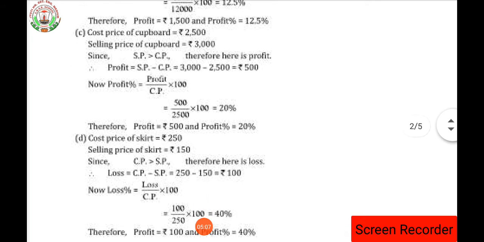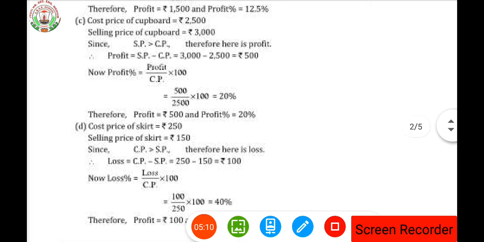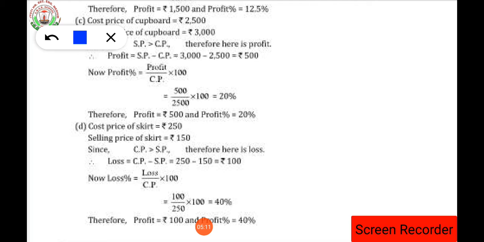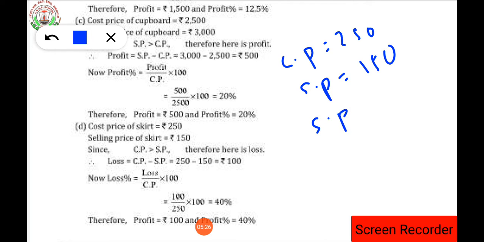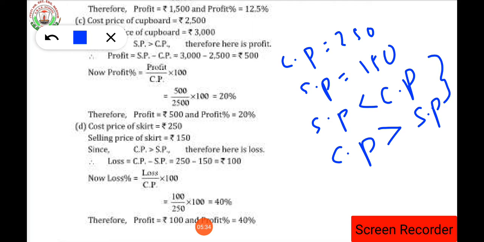Next, the D part. C part is an easy one, you can solve it on your own. We will see the D part, because in the D part a little difference is there. Here we are going to solve by taking loss. So here what is the CP we are having? 250 CP we are having. What is SP we are having? 150. Here SP is smaller than CP, isn't it? Or we can say that CP is greater than SP. In both conditions, both are the same.